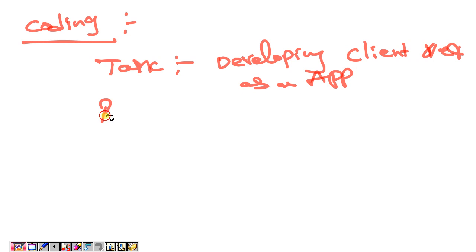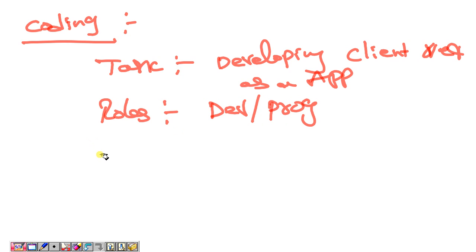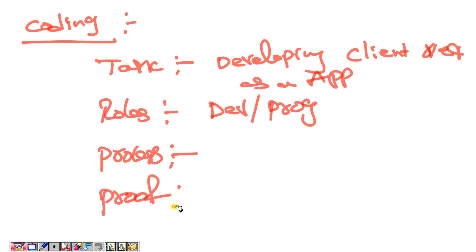Now, who are the role persons? The developer, or we also call them a programmer. And what is the process that goes on? Finally, what is the proof? This we will discuss. First of all, in the coding phase the task is developing the code for the client requirements, and the role person is the developer or programmer. What is the process here?